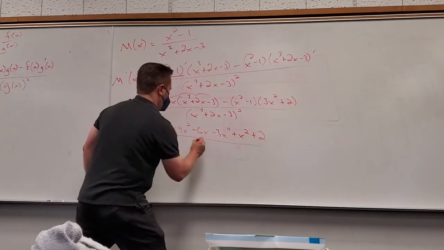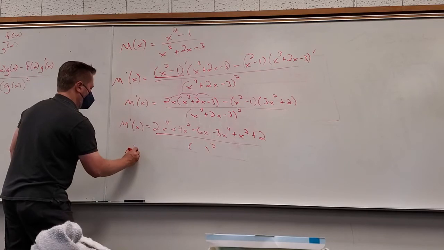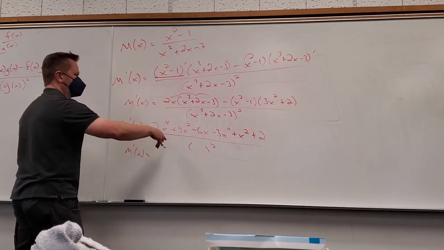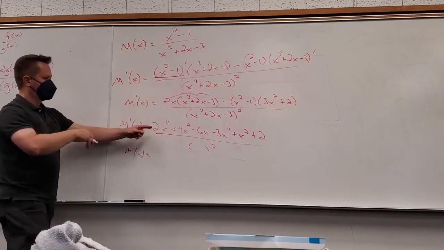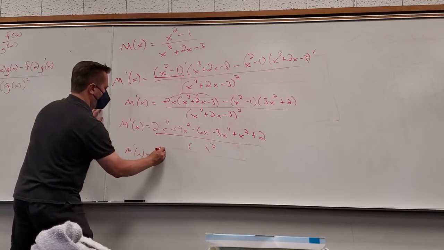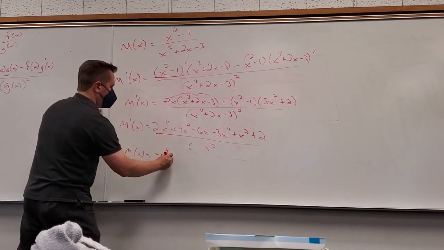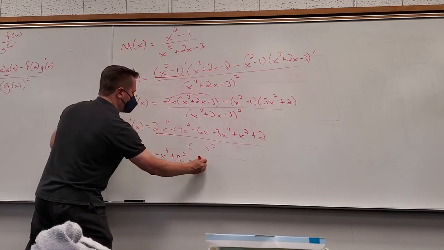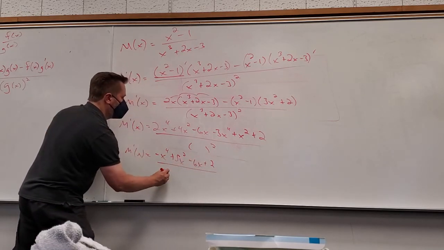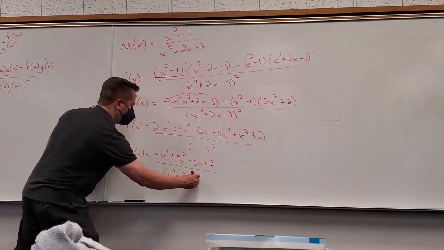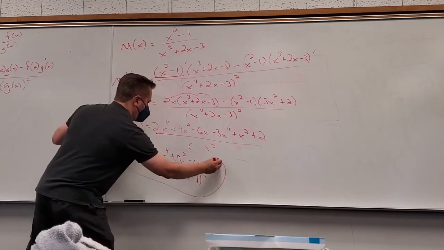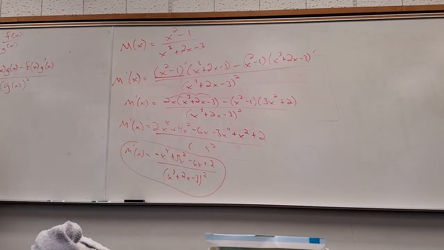All over the bottom squared, okay. Can you do this? Yes, as long as you establish what that is, that's fine. And then get my like terms together. Negative x to the 4th plus 5x squared minus 6x plus 2 over, and at the end you better put this back in. And I really doubt that would factor out or anything. Okay.